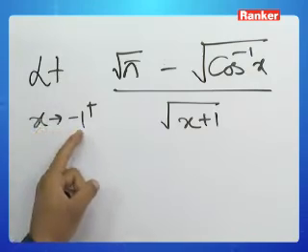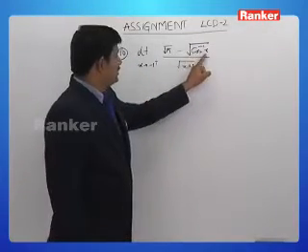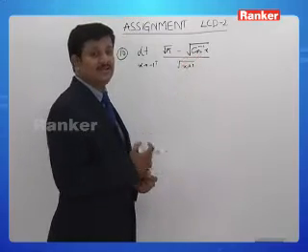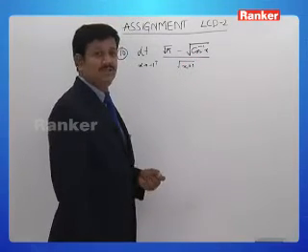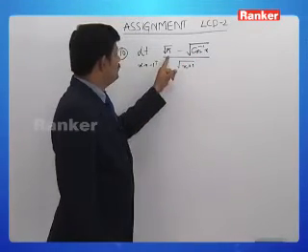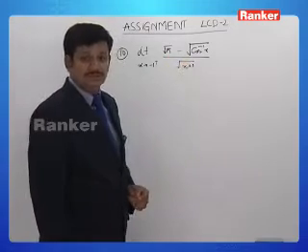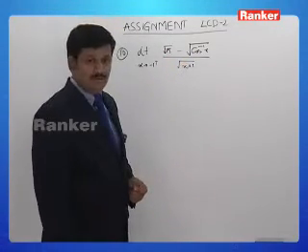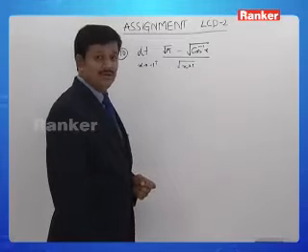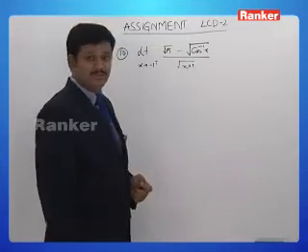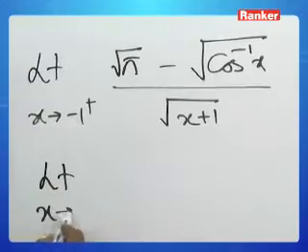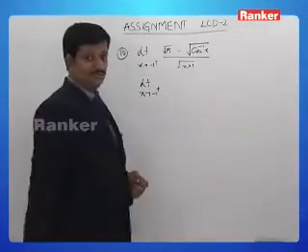And as x tends to minus 1 plus, x is slightly greater than minus 1, and cos inverse of a number slightly greater than minus 1 would be tending to pi. So root pi minus root pi is also 0. So it is a 0 by 0 form. We can go for L'Hospital rule, but with the roots in place, differentiation would be comparatively difficult. So let us simplify the question before we go for L'Hospital rule.